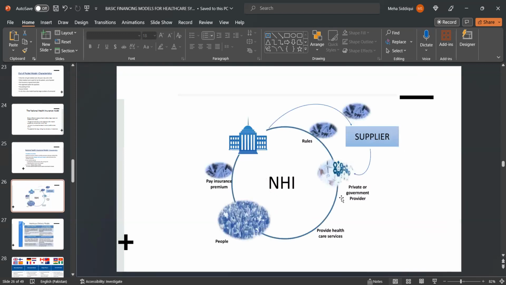So here we can see that the public is paying insurance premiums, then the private or government providers are providing healthcare services to the people.